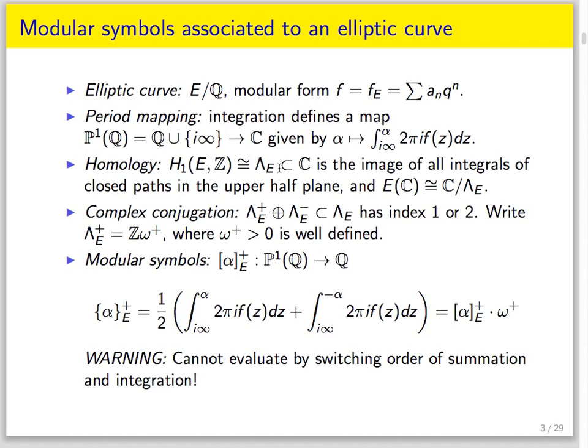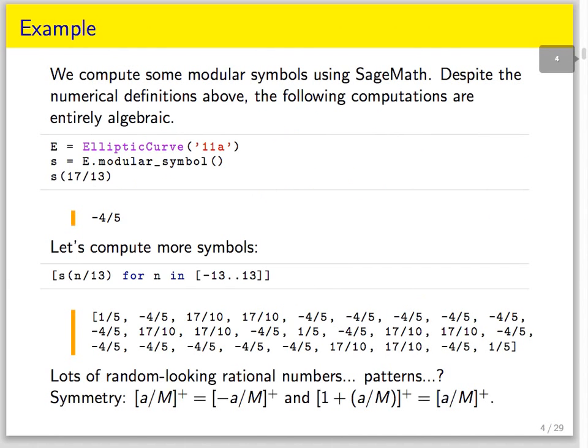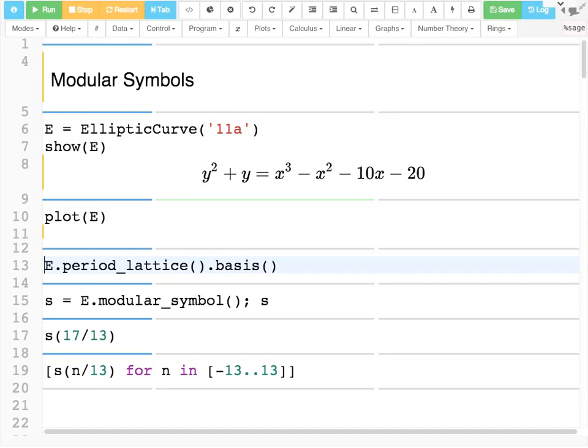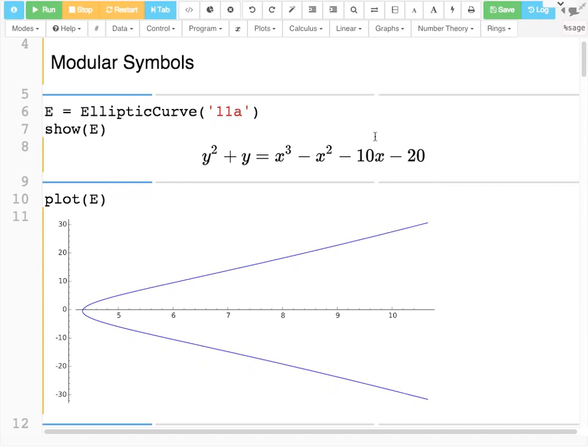This one object determines, for example, the p-adic L-function attached to the elliptic curve. It determines the L-function of the elliptic curve and all kinds of other behavior. I'll leave that slide up because it's the definitions. So here's an example. I'll switch and compute this live. Define our elliptic curve. Just for fun, here's a plot of this particular elliptic curve.